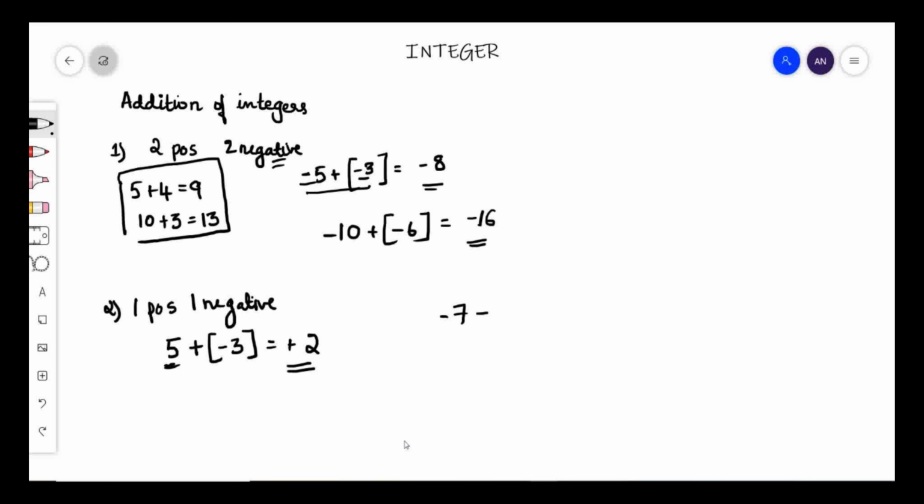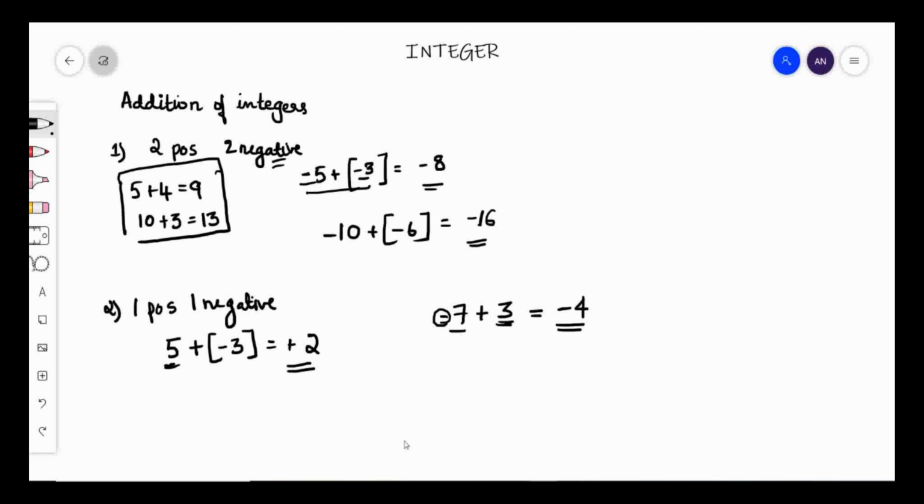Minus 7 plus 3. So minus 7 and 3. Minus 7 is a negative number. 3 is a positive number. What do we have to do? We have to subtract. So 7 minus 3 will be 4. What will be the sign? The sign will be of the larger number, minus. So minus 4. So this is how we perform addition of integers.